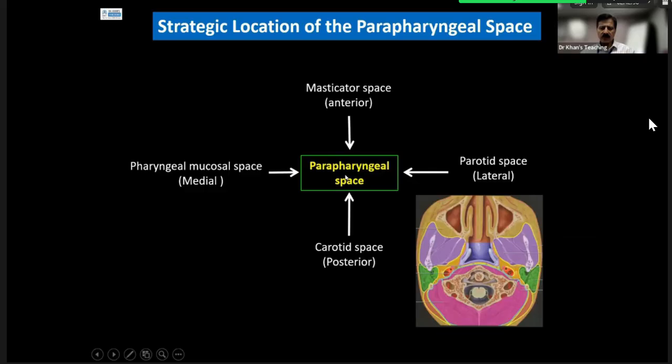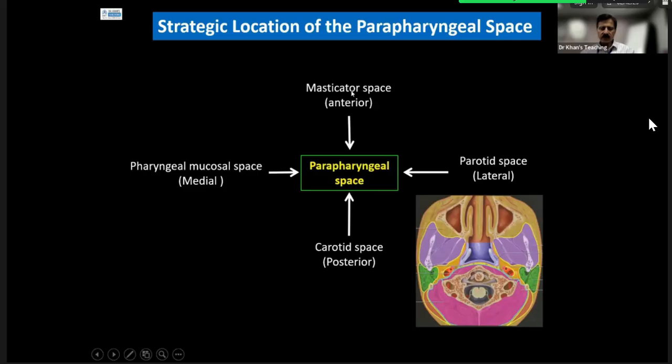So this is the concept. Parapharyngeal space is here. Masticator space is anterior. This is a generalization, right? But you have to stretch your imagination slightly, because at times this will be slightly anterolateral. For example, this is the parapharyngeal space. A mass might be here, so this will be anterior. It might be slightly here, anterolateral. So the key point to remember is that in the center is the parapharyngeal space.